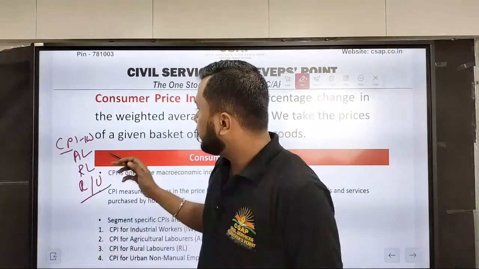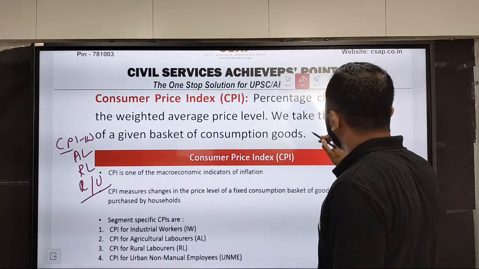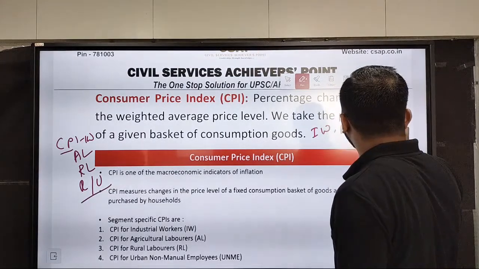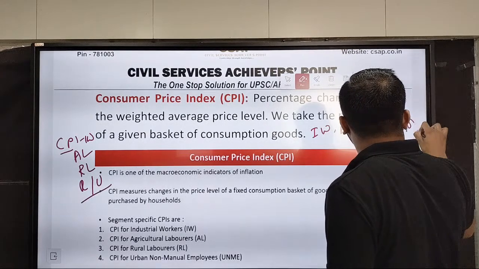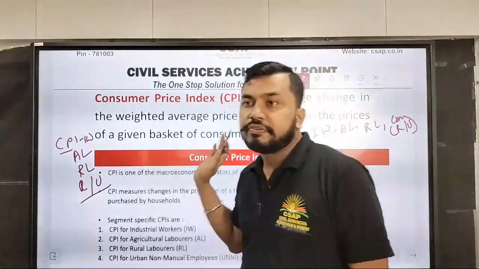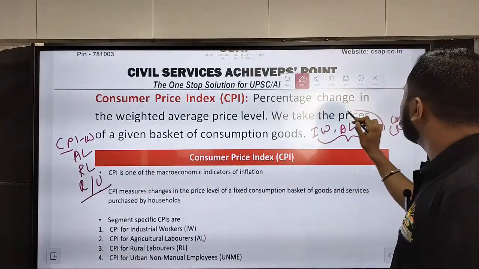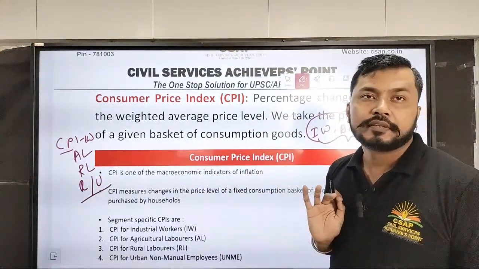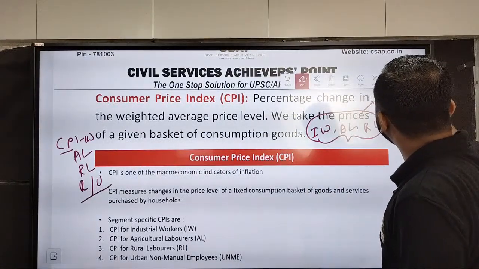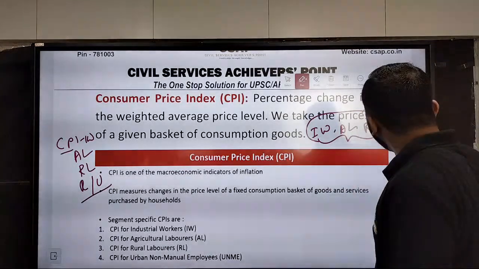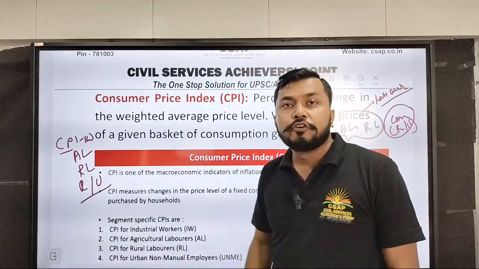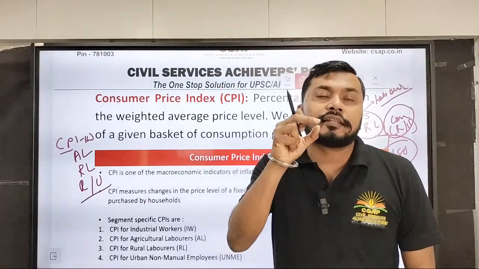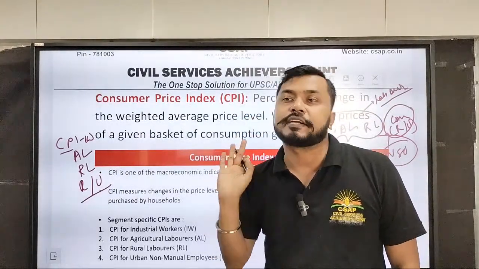Okay. So if I have to see all of these, one is the CPI for industrial workers, one is for agricultural laborers, one is for rural, and one is combined, that is rural plus urban. Of this, the first 3 are compiled by the Labor Bureau in the Ministry of Labor and Employment. The Labor Ministry does this. And the combined one, the 4th, is compiled by the NSO, under the Ministry of Statistics and Program Implementation.